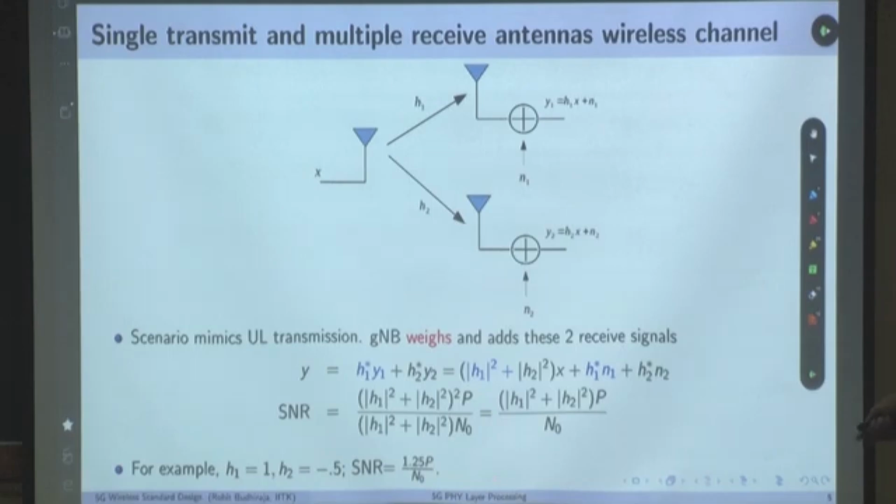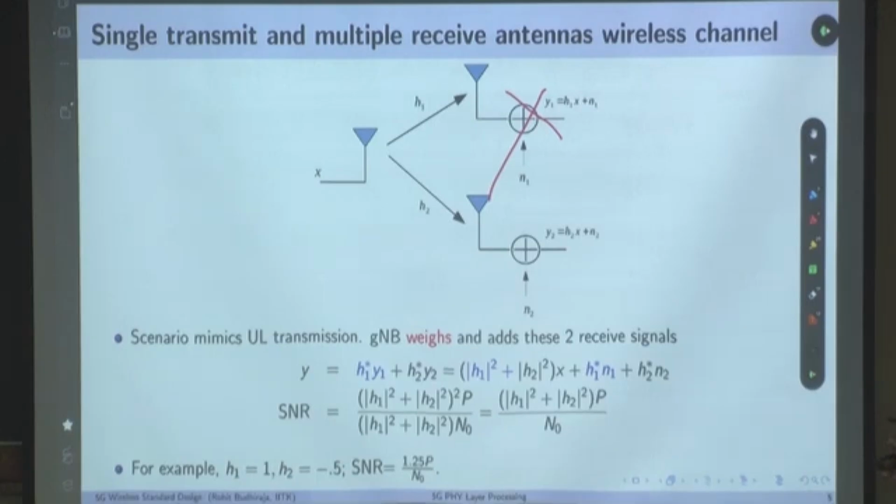I have just substituted these values. Now, let us say this is not there. What will be the SNR? If you look at this channel, it is 0.25 P by N naught, and the SNR is, let us say, a poor SNR, 0.25 P by N naught.